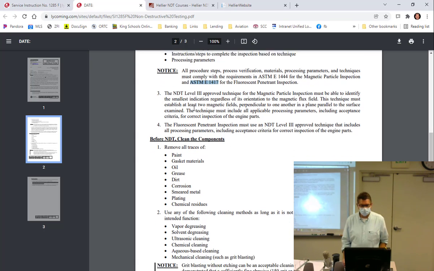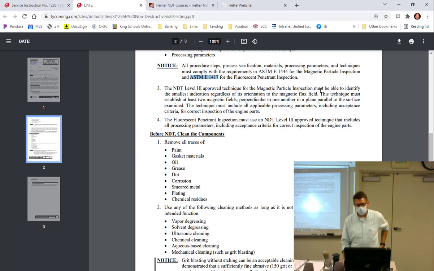Now, an NDT level 3 approved technique for mag particle must be able to identify the smallest indication regardless of its orientation to the magnetic flux field. You'll understand that next week. The technique must establish at least two magnetic fields perpendicular to one another in a plane parallel to the surface examined. Which again, that's just saying it's got a field going this way, then one going this way as well.